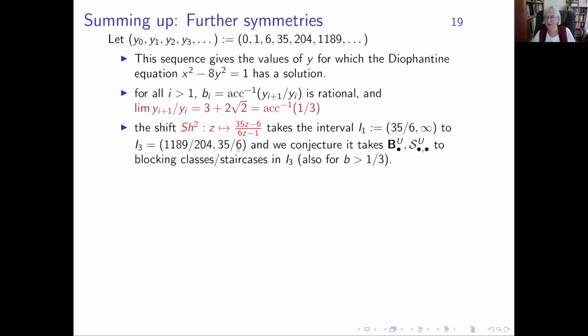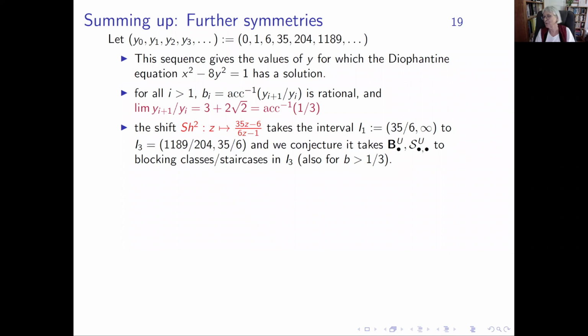preserves, it takes the staircases we have here in the upper interval, which live for b bigger than 0, to staircases in this interval, which I called I3. Yes, this is I3, this one. And it also has the same b value. So that's our symmetry. That is just shifting everything down.